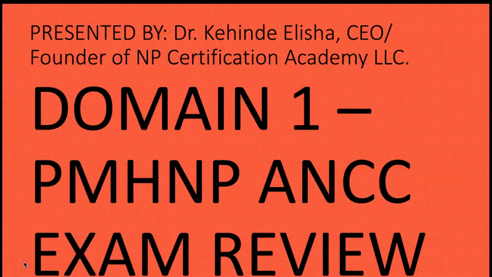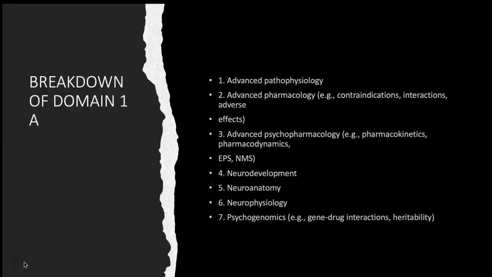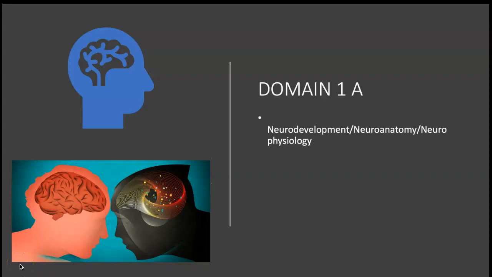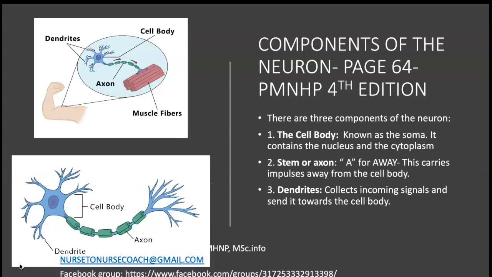So Domain 1, what is the breakdown of the examination? It contains advanced pathophysiology, advanced pharmacology, advanced psychopharmacology, neurodevelopment, neuroanatomy, and neurophysiology, and psychogenomics. Neurodevelopment, neuroanatomy, and neurophysiology: how does it affect our exam, and how much should we really know on this particular subject? Neuroanatomy is actually directly linked to neuropharmacology, and we're going to find out how.